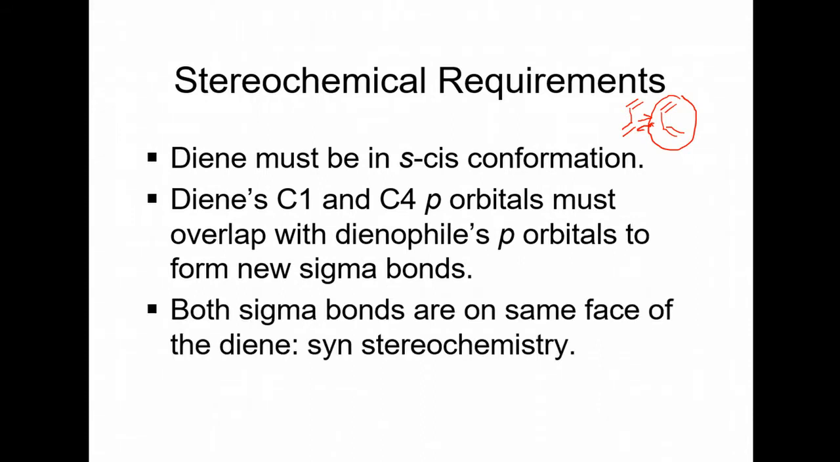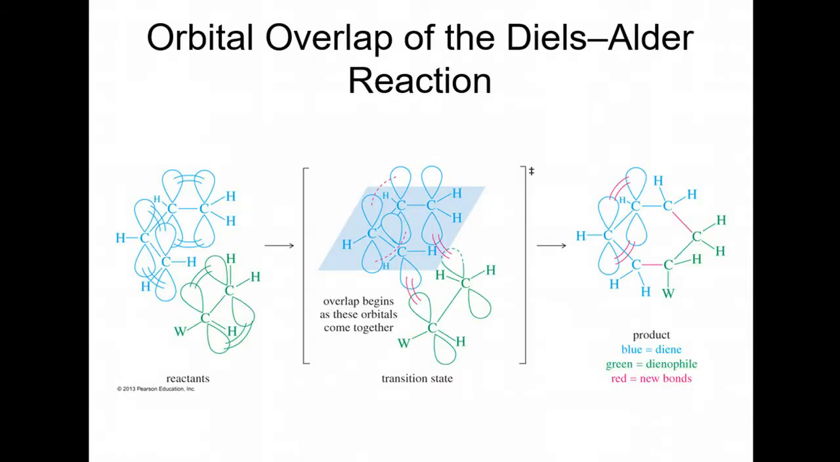Both sigma bonds are on the same face of the diene, since it's syn stereochemistry. Again, we'll talk about this once I start showing you pictures. Here are the pictures. Let's see what the pictures are trying to tell us here. Here is the diene, the blue is the diene. It'd be something like this. This is our dienophile. I'll just call it a DP for dienophile. That would just be a double bond. Remember, it has an electron withdrawing group.